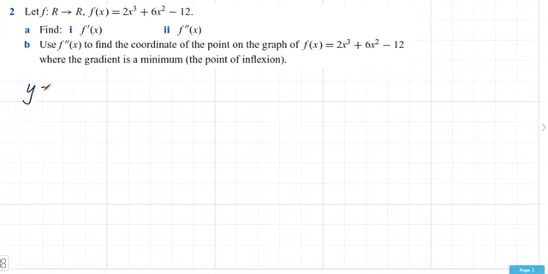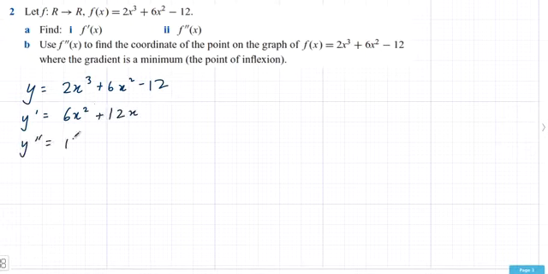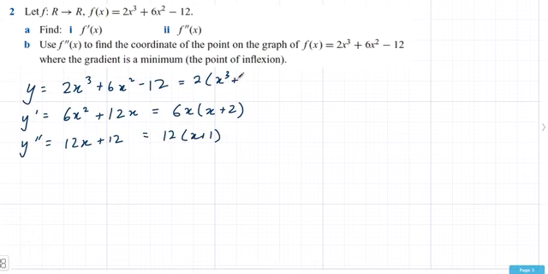So we've got our first function, 2x cubed plus 6x squared minus 12. Find the first derivative, so y dash, and the second derivative. I'm going to factorize again. So factorize after you've done all the differentiating. It's much easier for you to be able to tell what's going on. There's actually not much I can do with that.